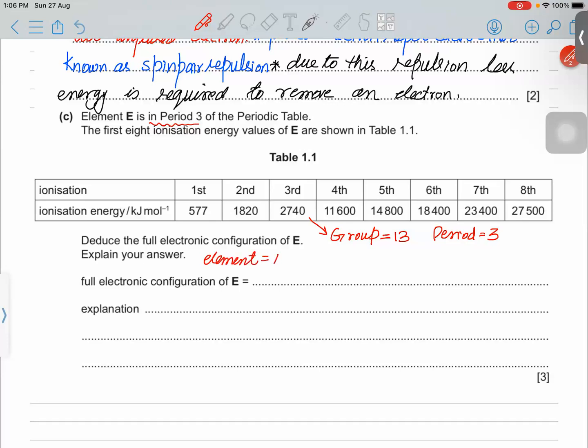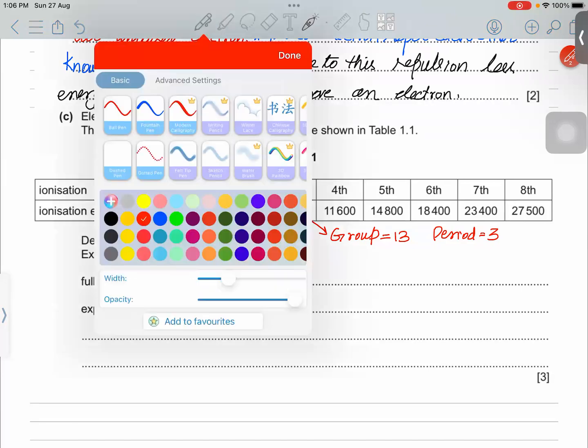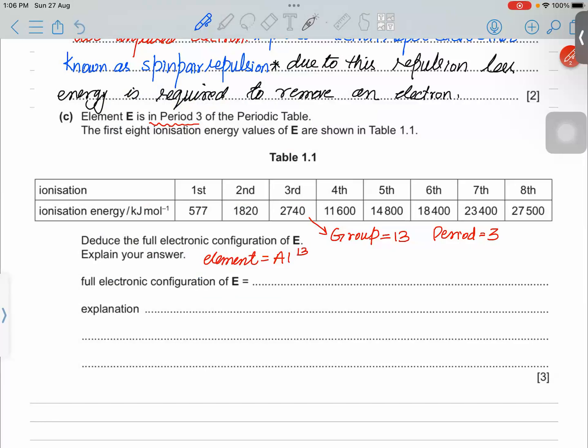So write the full electronic configuration of E. You know that aluminum has 13 electrons. Now you can easily write it: 1s2, 2s2, 2p6, 3s2, and then 3p1. This is the electronic configuration.